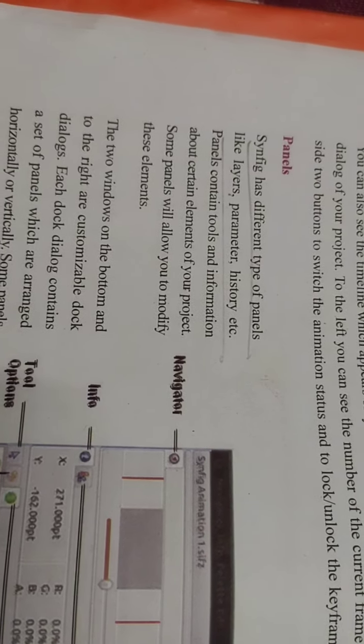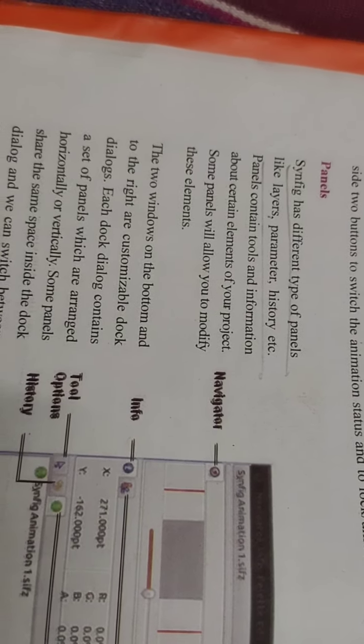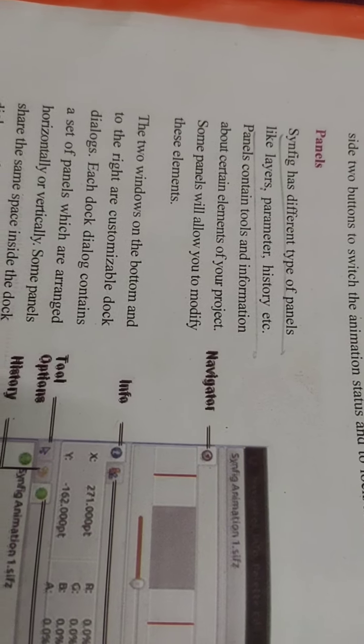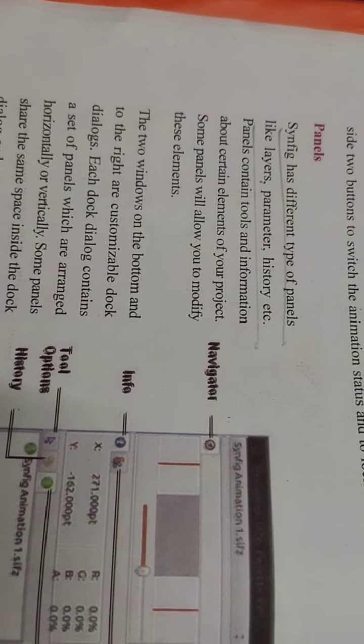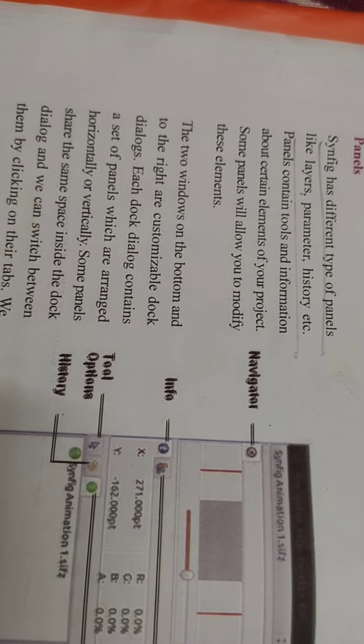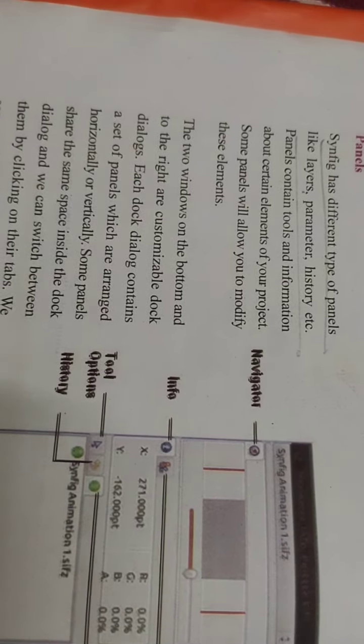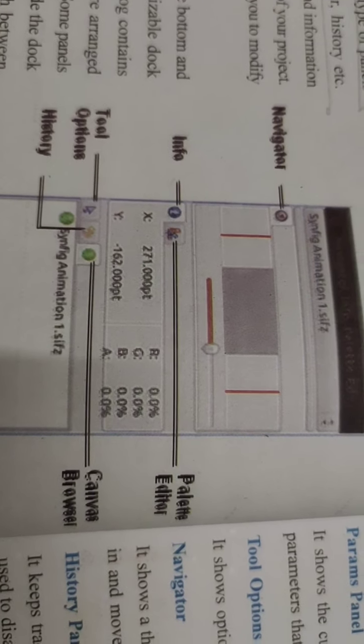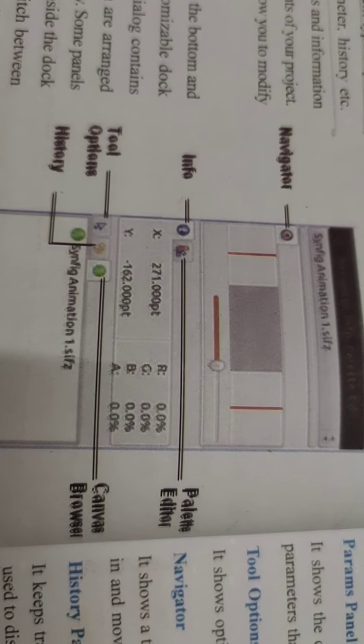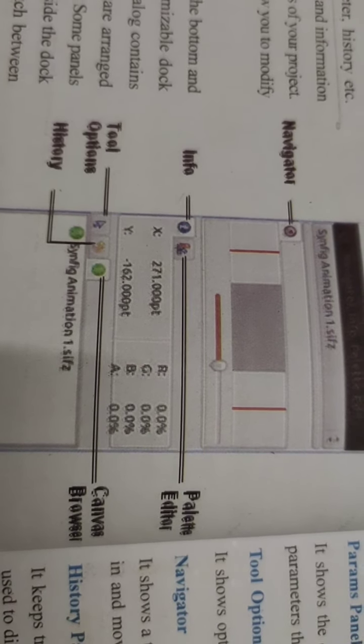Third is the panels. Synfig has different types of panels like layer, parameters, history, etc. A panel contains tools and information about different elements of your project. Some panels will allow you to modify these elements. These are the different types of panels. The two windows at the bottom and to the right are customizable docks. That is the dock, the windows given on the right side.